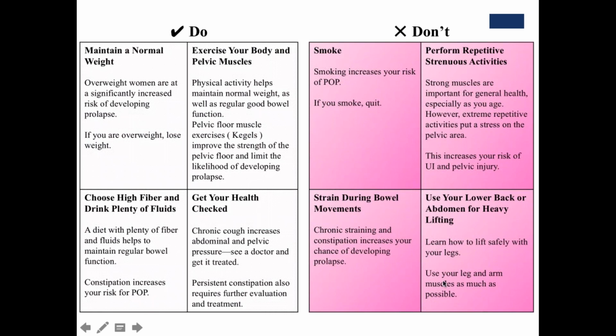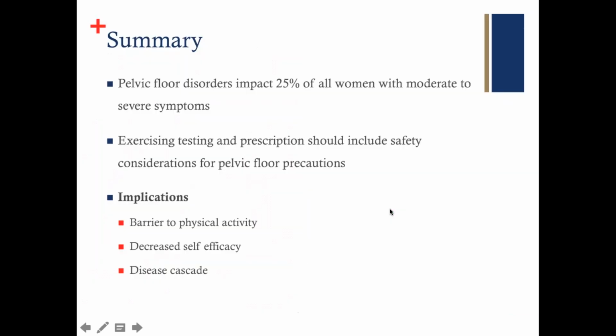Use your low back or abdomen for heavy lifting. Learn how to safely lift with your legs. I'm sorry, I didn't clarify that one. Don't use your lower back or abdomen for heavy lifting, right? Because that's going to increase intra-abdominal pressure, putting additional strain on the pelvic floor. We don't want to strain during bowel movements. Chronic straining and constipation increases your chance of developing prolapse. So those are just some things we want to communicate with our patients as often as possible.